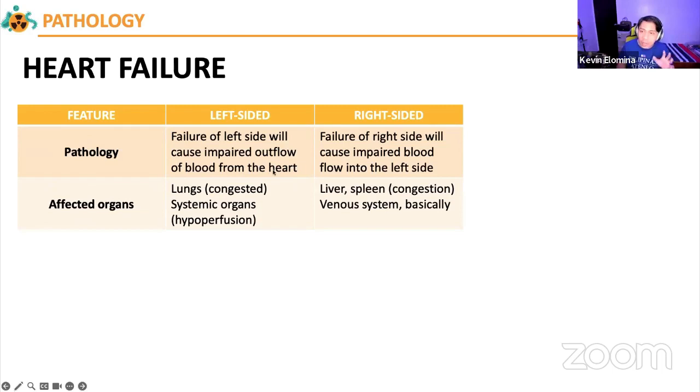Now, for your heart failure naman, we have your left-sided and your right-sided heart failure. If the left side fails, it will not pump blood out of the heart, and therefore, saan maiipon yung blood? Sa lungs. But in your right-sided heart failure, kung hindi magpapump yung blood papunta sa may pulmonary circulation, saan siya maiipon? Sa systemic venous system. And that explains yung clinical manifestations of your left-sided and your right-sided heart failure.